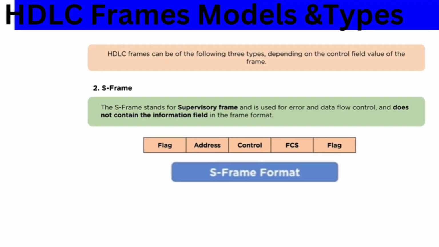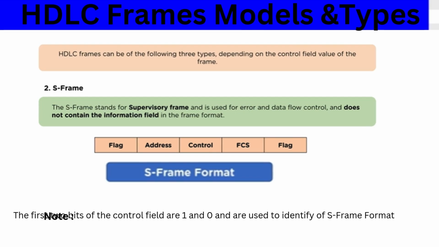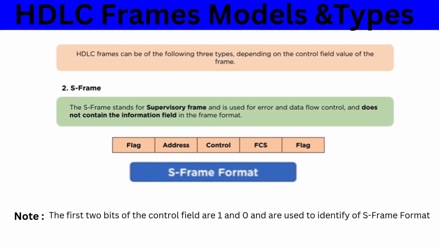And the second one is the S-frame. The S-frame stands for supervisory frame and is used for error and data flow control, and does not contain the information field in the frame format. Note: the S-frame format. The first 2 bits of the control field are 1, 0 and are used to identify the S-frame format.